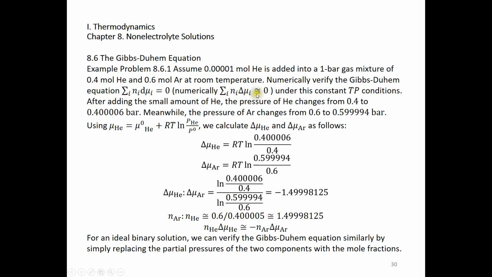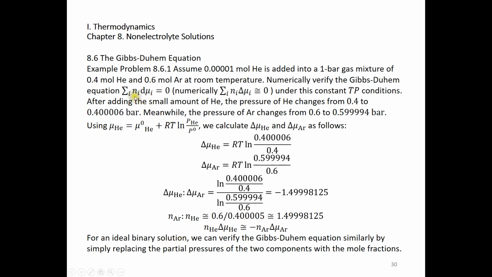So we just showed this equation holds numerically, and if we further reduce this number of moles, we approach the exact Gibbs-Duhem equation. The sum of Ni d mu i is exactly 0. For an ideal binary solution, we can verify the Gibbs-Duhem equation similarly by simply replacing the partial pressures of the two components with the mole fractions. Sorry about this typo here. So it does not have to be a solution, it can be a mixture of ideal gases.